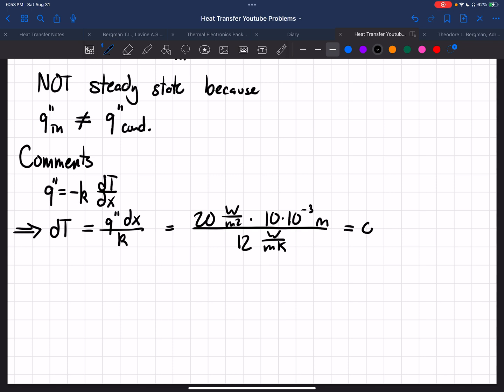And that gives us 0.0167 Kelvin, which is much smaller than the expected temperature difference of 20 degrees Celsius. And that's the problem.